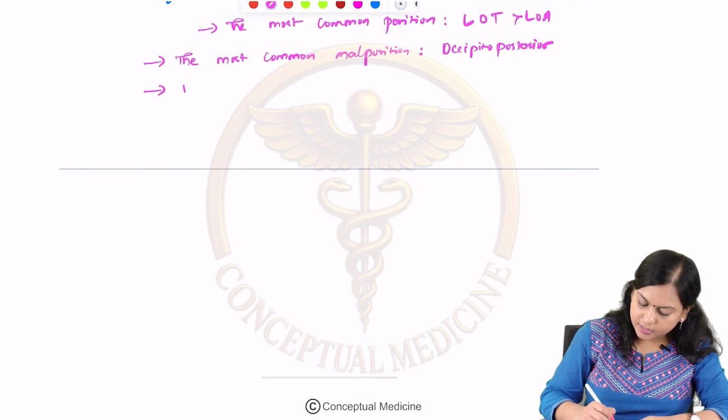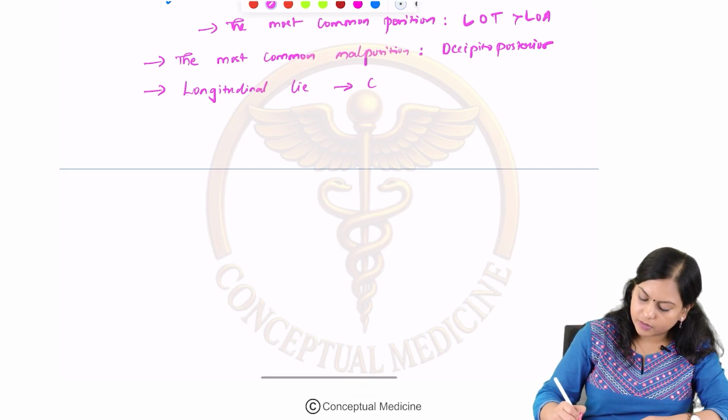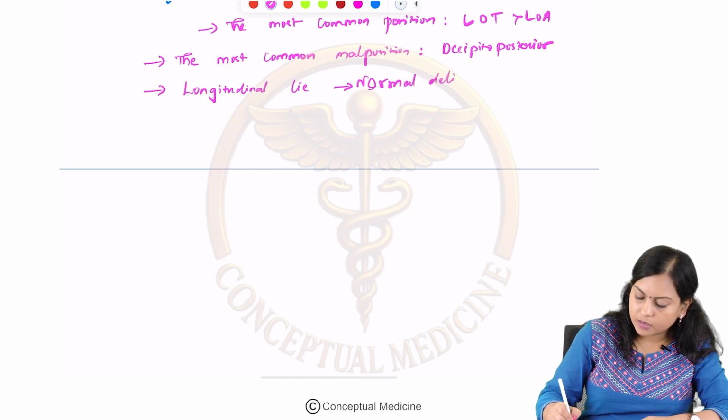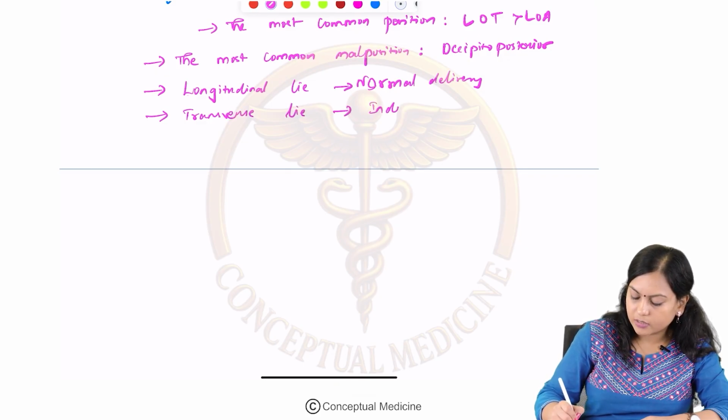Among the lies, longitudinal lie is favorable for normal delivery, whereas transverse lie is always an indication of cesarean section.